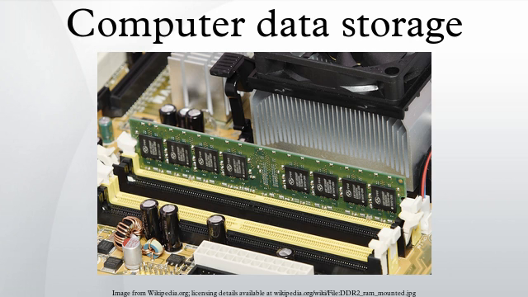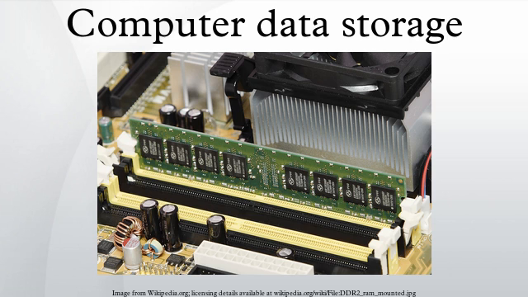Sequential or block access on disks is orders of magnitude faster than random access, and many sophisticated paradigms have been developed to design efficient algorithms based upon sequential and block access. Another way to reduce the I/O bottleneck is to use multiple disks in parallel in order to increase the bandwidth between primary and secondary memory.